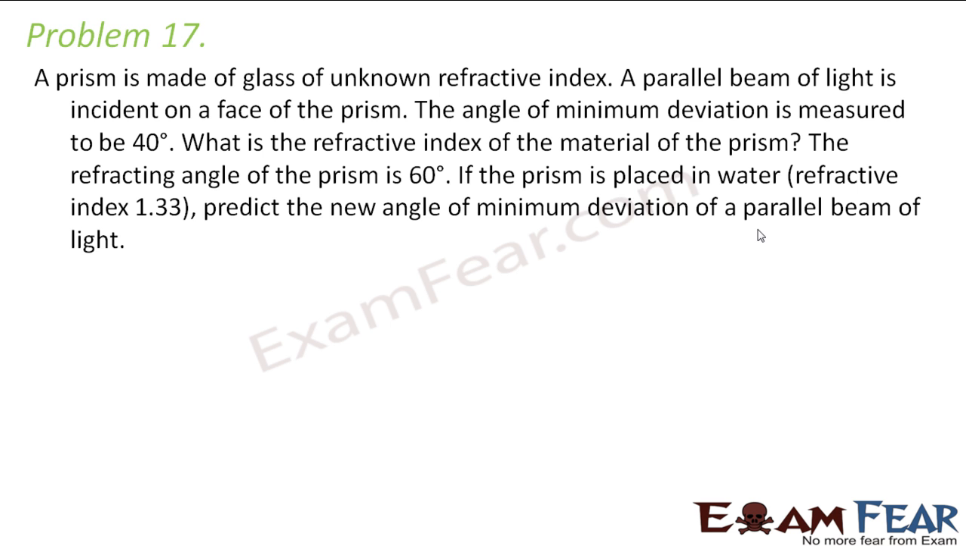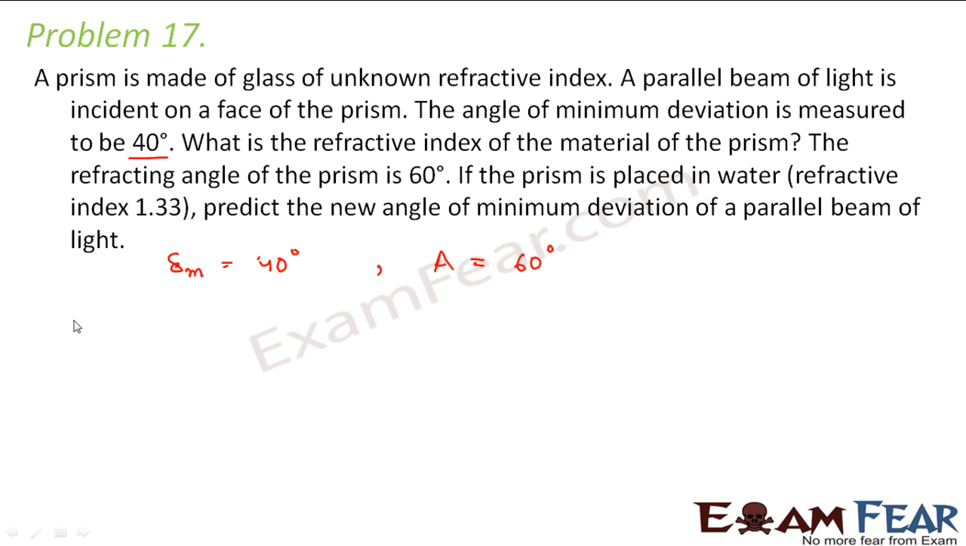The problem says a prism is made of glass of unknown refractive index. A parallel beam of light is incident on a face of the prism. The angle of minimum deviation is measured to be 40 degrees, that is, delta M is equal to 40 degrees. What is the refractive index of the material of the prism? The refracting angle of the prism is 60 degrees. Refracting angle is nothing but angle of the prism.